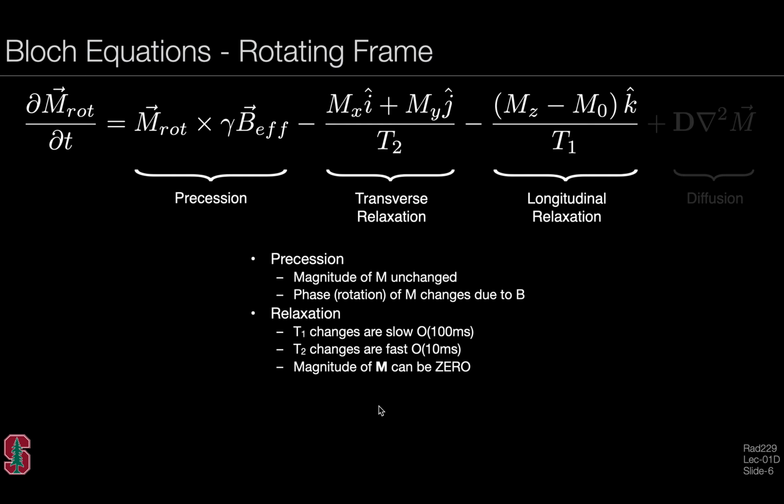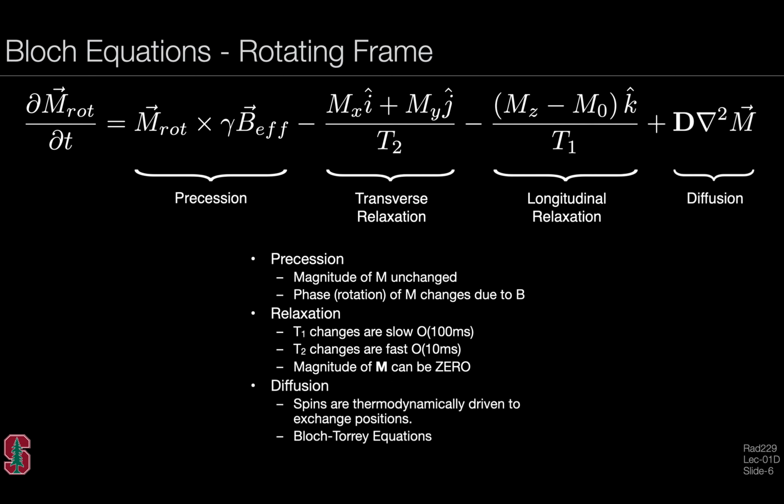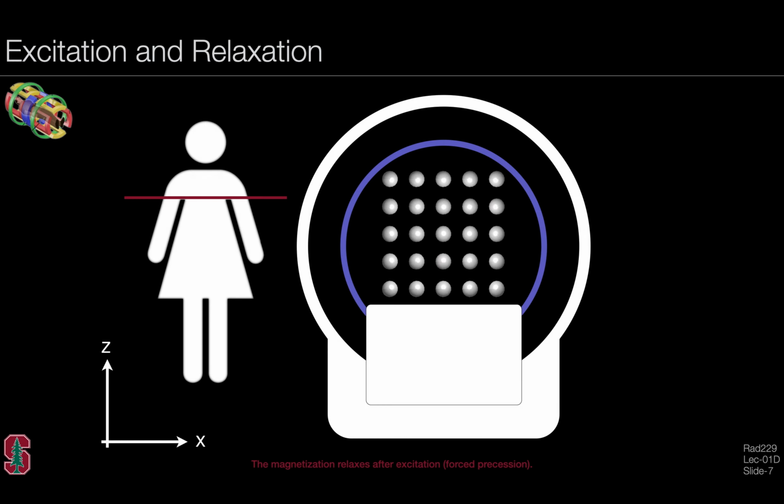Interestingly, a concept that we'll develop is that the magnitude of the bulk magnetization can in fact be 0 at certain points in time. And this helps develop some insight to how image contrast can be evoked. The Bloch equations can actually be further expanded to include diffusion terms, a topic that we'll evaluate much later in the course. Spins themselves are thermodynamically driven to exchange position over periods of time, and this leads to diffusion signal consequences. And expanding the Bloch equations to include the diffusion terms is usually referred to as the Bloch-Torrey equations.